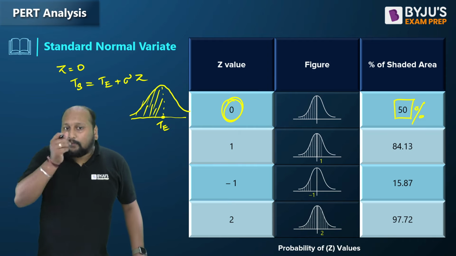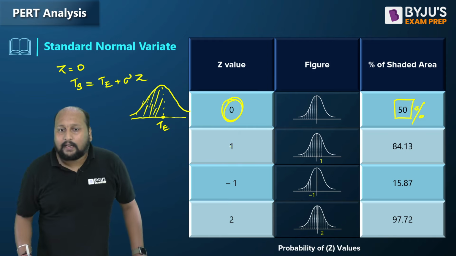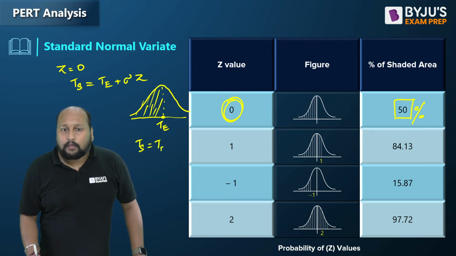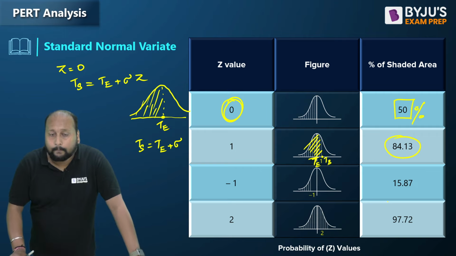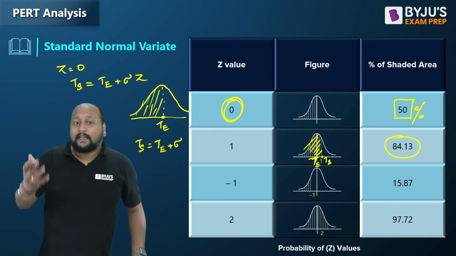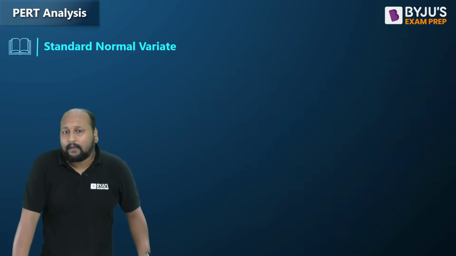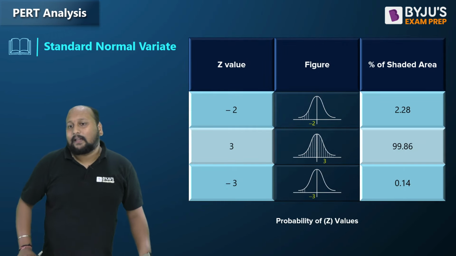Similarly, if I try to calculate for Z equal to 1, then TS will be equal to TE plus sigma. That means this is your TE, and this is your TS. So the shaded portion will be slightly more than 50%. I can say 84% will be the probability. Similarly, for Z equal to 2, it will be 97.7, and for Z equal to 3, it will be 99.86.